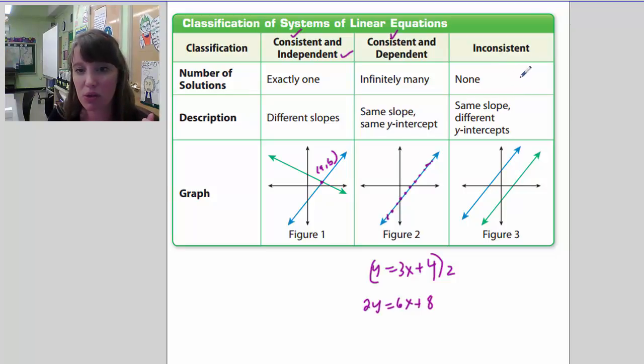Remember, we don't say the solution is 0, 0. Sometimes students confuse the origin with an identification of no solutions, and that is simply not true. Those lines do not meet at the origin. They just never meet. Okay?